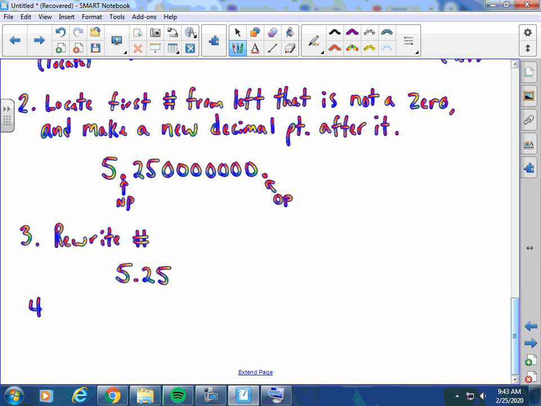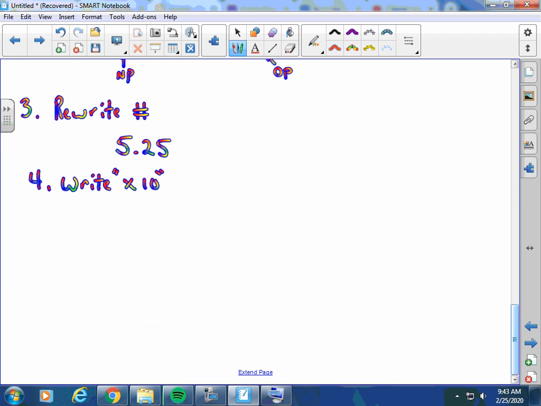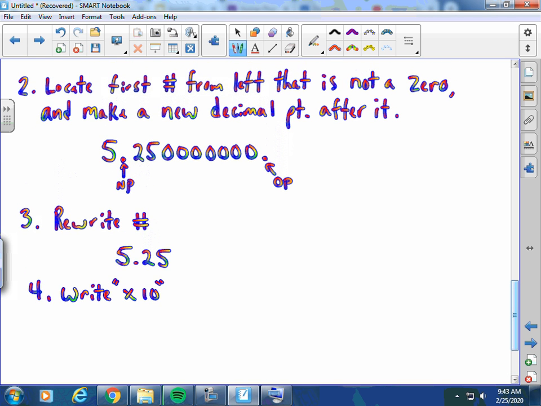Step 4, write times 10. So now my number is going to look like this. 5.25 times 10, and almost done. Can I scroll down a little bit?